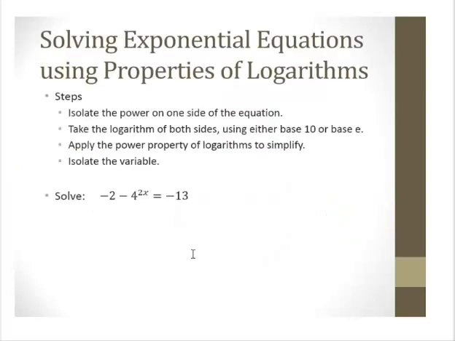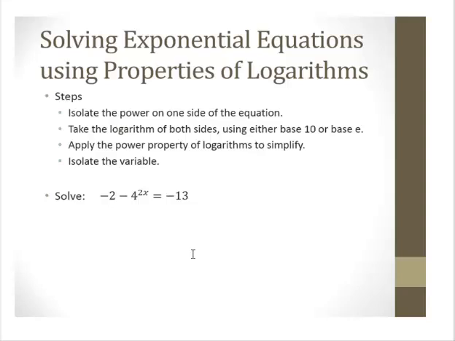Now that we have the properties of logarithms, in particular the power property of logarithms, we can solve general exponential equations. To do this, we isolate the power on one side of the equation, and then we take the logarithm of both sides. Usually we're going to use base 10 or base e. We're going to apply the power property of logarithms to simplify, and then we'll isolate the variable. So let's see how we do this.